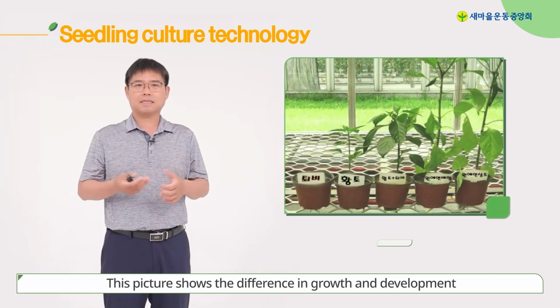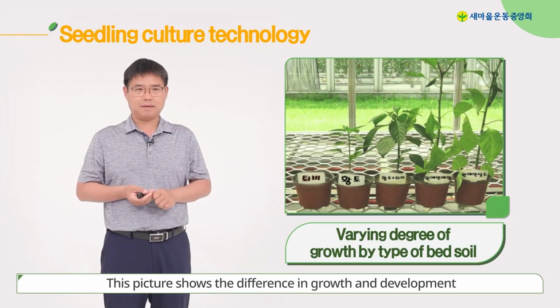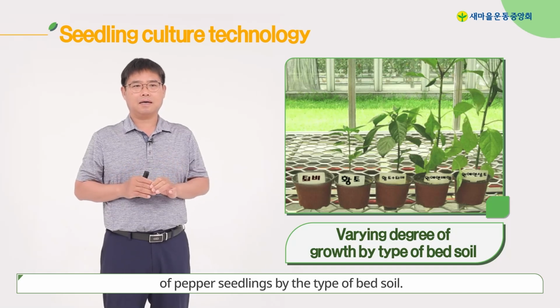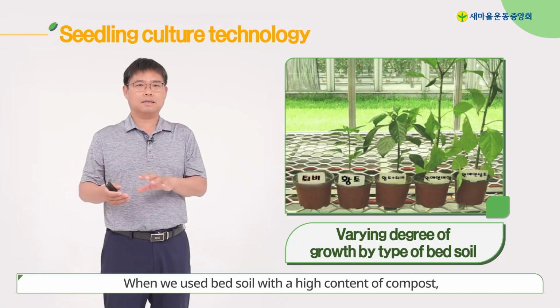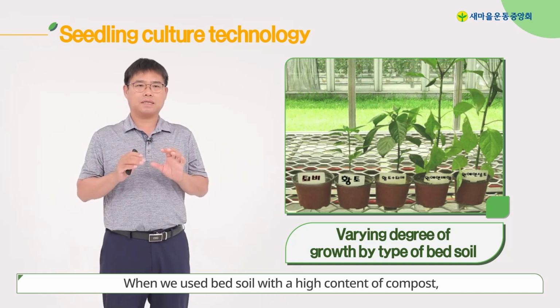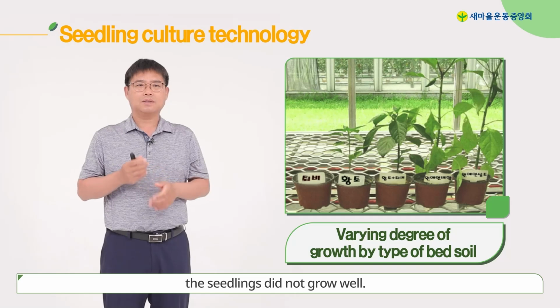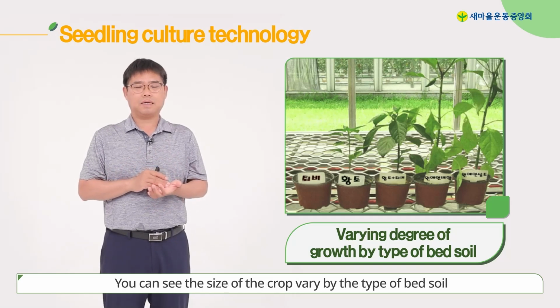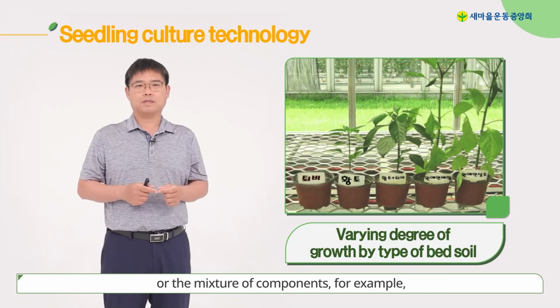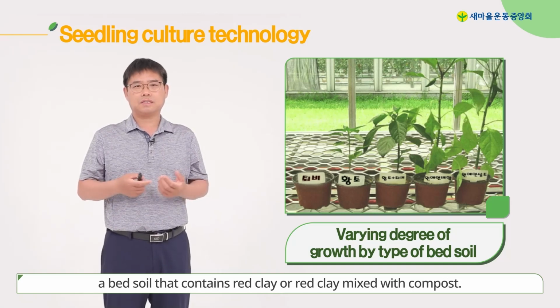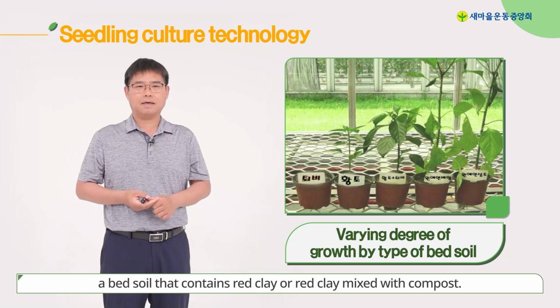This picture shows the difference in growth and development of pepper seedlings by the type of bed soil. When we used bed soil with a high content of compost, the seedlings did not grow well. You can see the size of the crop vary by the type of bed soil or the mixture of components. For example, a bed soil that contains red clay or red clay mixed with compost.